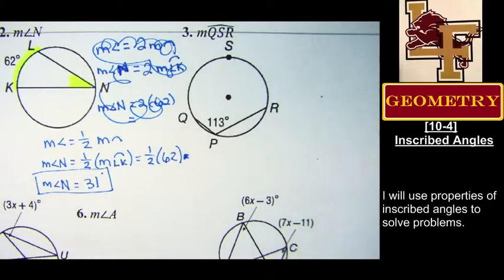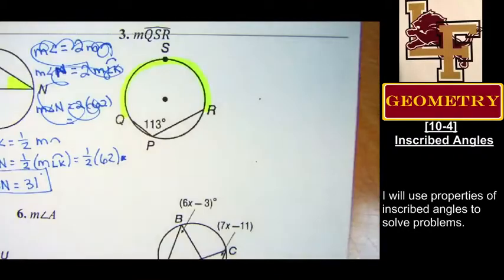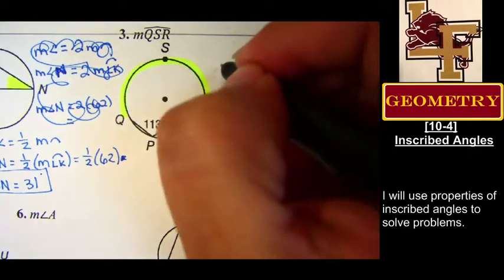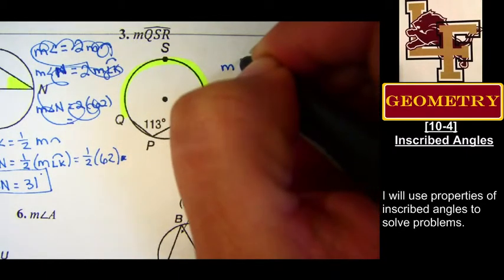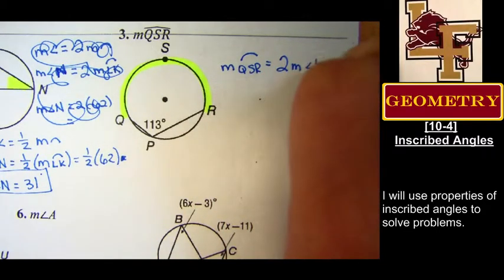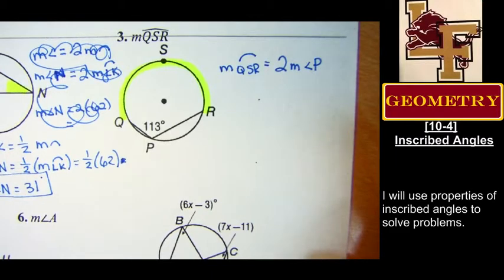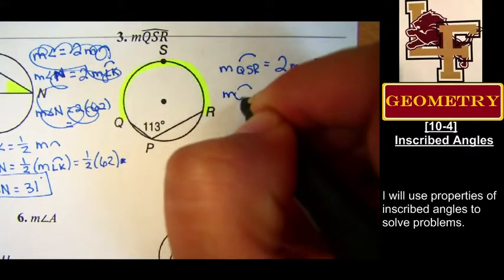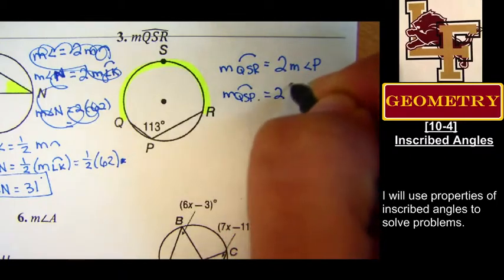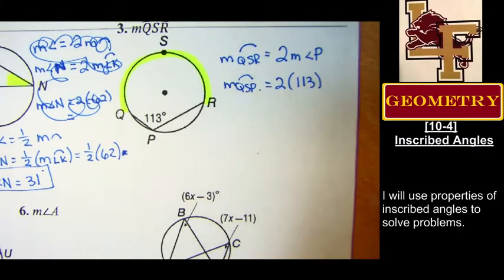I was requested to do number 3, which is asking for the measure of the arc. I've been given the measure of the angle. So I'm going to use the formula that says the measure of arc is 2 times the measure of the angle. Can you see now why I got them confused? All right, I don't know the measure of the arc, but I know the measure of the angle. The measure of the angle is 113. So with our calculators, we're going to do 2 times 113.